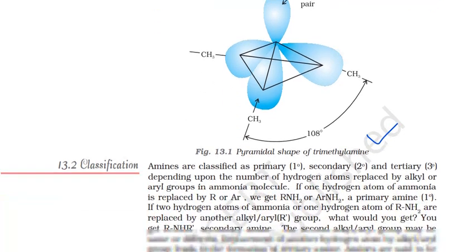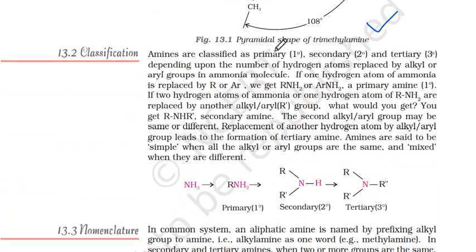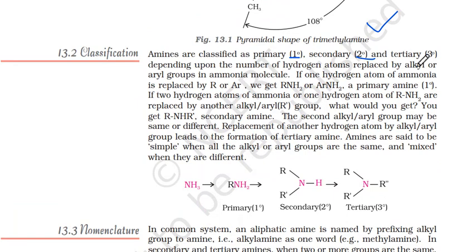Classification: amines are classified as primary, secondary, or tertiary, again depending upon the number of hydrogen atoms which are replaced by the alkyl or aryl groups in ammonia molecule. If one hydrogen atom of ammonia is replaced by R, any alkyl group or aryl group, we get RNH2 or ArNH2, a primary amine. Then if two hydrogen atoms of ammonia are replaced, we get RNH2 and replaced by another alkyl or aryl group R dash. So you'll get RNHR dash, which will be a secondary amine.